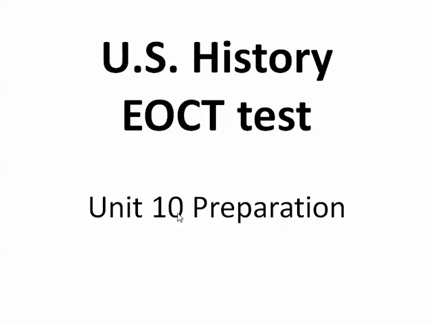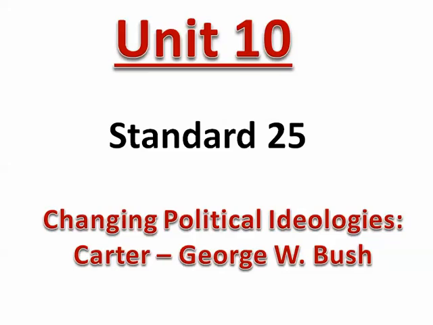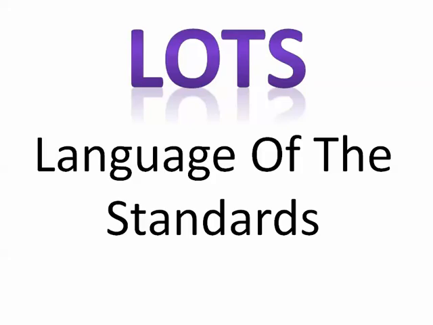Okay, this is the last unit, Unit 10, in preparation for the U.S. History Test, the EOCT, End of Course Test. Unit 10 covers Standard 25, the last standard: changing political ideologies from Jimmy Carter to George W. Bush. We're going to include President Richard Nixon in our standards. But Standard 25 is going to be the last standard, and we've been doing the language of the standard since day one in this class. So let's get on to Standard 25.